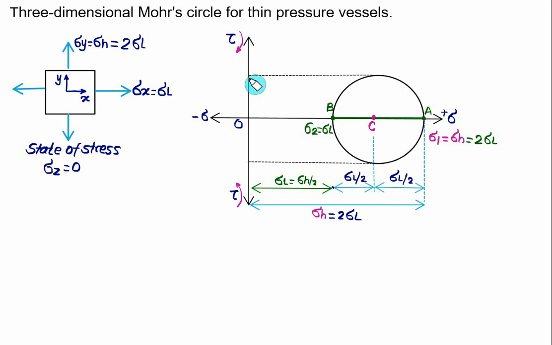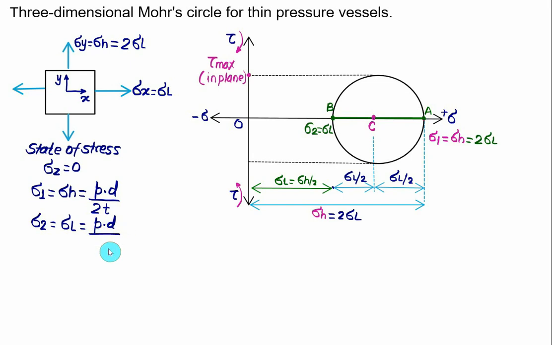The corresponding value on the shear stress axis will represent here the maximum shear in plane. So in this case the maximum value of normal stress, sigma 1, is equal to the hoop stress, that is given by pressure multiplied by internal diameter d divided by 2 times the thickness of the wall. Then we have the minimum principal stress, or minimum value of normal stress, given by the longitudinal stress sigma L, which is given by pressure multiplied by diameter d divided by 4 times the thickness of the wall.